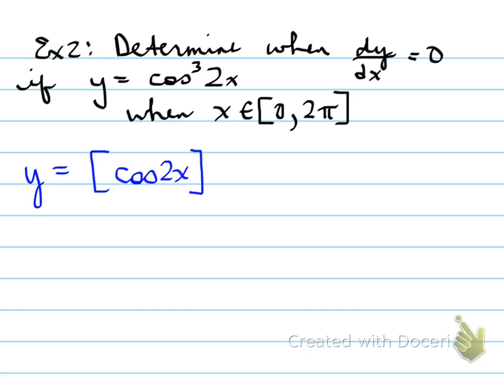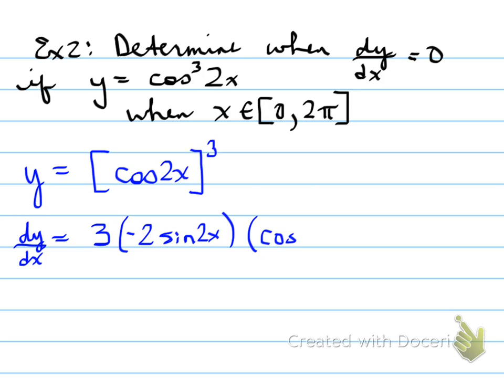Before we do that, let's rewrite y as a function raised to a power. That's what cos cubed 2x means. Well, here we can use the chain rule: 3 times the derivative of the inside, which is negative 2 sine 2x, times the inside squared. What does that give us? Well, folks, we can rearrange this so that we have important pieces isolated. Let me show you.